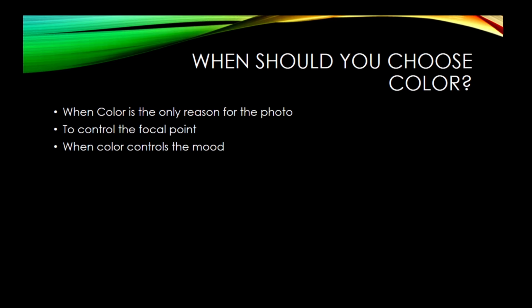The second reason would be what? What's the second reason? To control the focal point. You're so smart. To control the focal point. So I can use color to control the focal point. What's my third reason to use color? When color controls the mood. So to change the mood. How does color affect the mood?